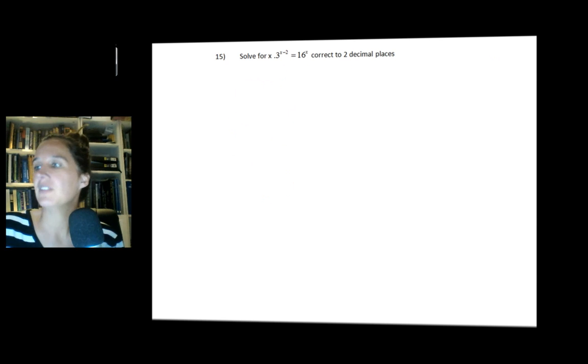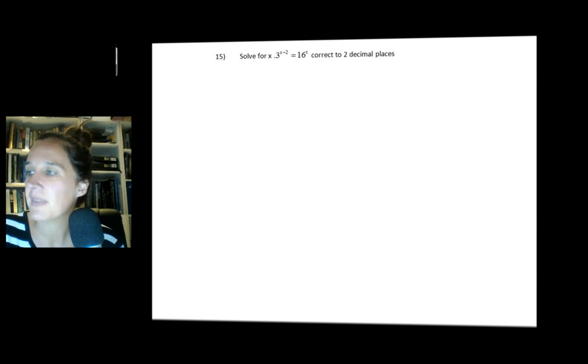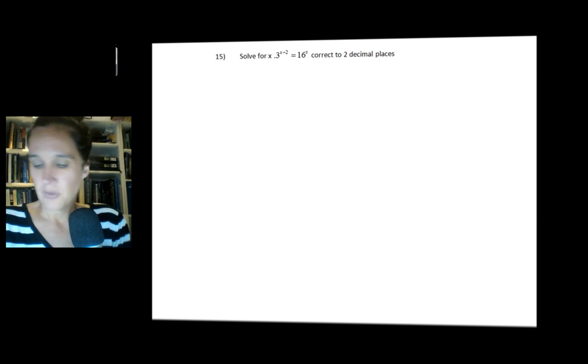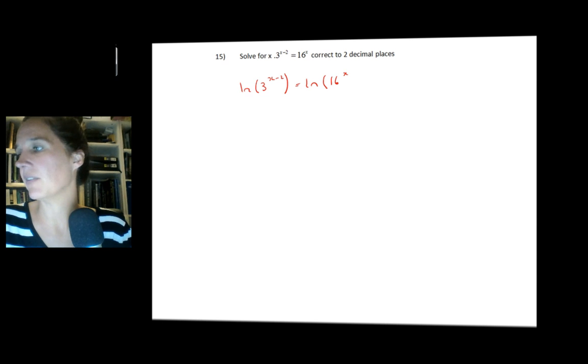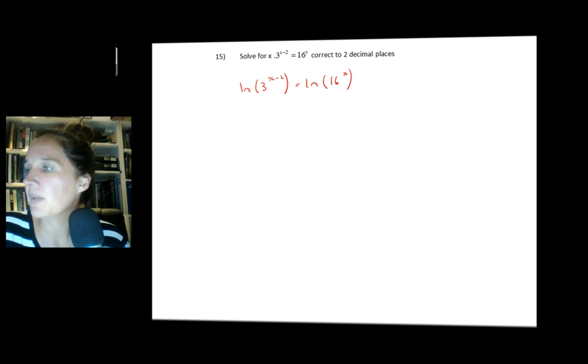Okay, so moving on to question 15. We're doing the same sort of thing here, but it's going to be a little bit more complicated. We look at it, 16 is 4 squared, but that's not really going to help us here. So working through from this, we're going to take our logarithms of both sides. So here our natural logarithm of 3 to the power of x minus 2, and our natural logarithm here of 16 to the power of x. So remembering with this, we bring this term out the front, here and this term here.